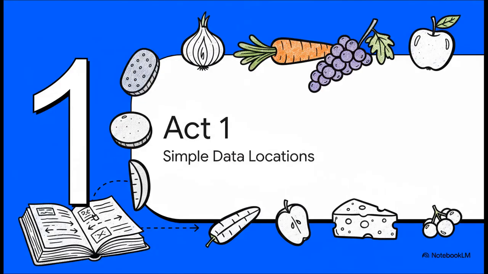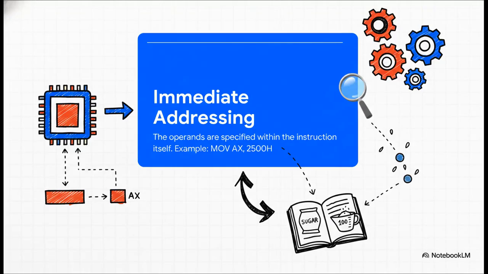So, let's start with the most direct, most straightforward methods. Imagine these like having the ingredient written right there in the recipe step, or maybe it's sitting in a labeled jar right on the counter. Absolutely no searching required. First up is the simplest of them all, immediate addressing.